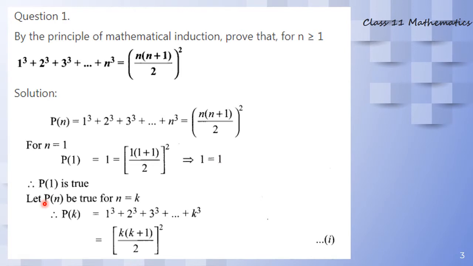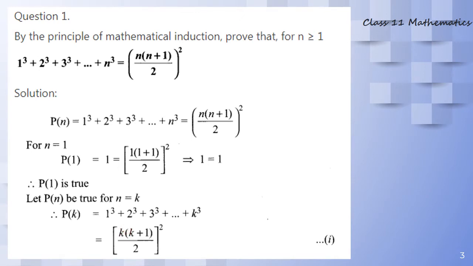Next, we assume P of k is true. I mean P of n is true for n equal to k. That is, P of k is true. What is P of k? 1 cube plus 2 cube plus 3 cube, and so on, up to k cube, equals k into k plus 1 by 2, the whole square. There is no need to prove this; it is my assumption. First step, we showed P of 1 is true. Second step, we assume P of k is true. So this is one of the results now: 1 cube to k cube equals k into k plus 1 by 2, the whole square. Now we want to show P of k plus 1 is also true.